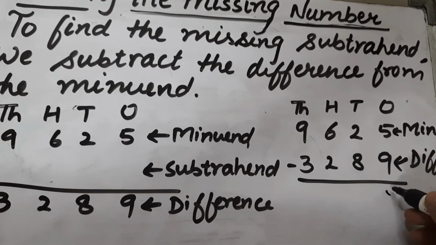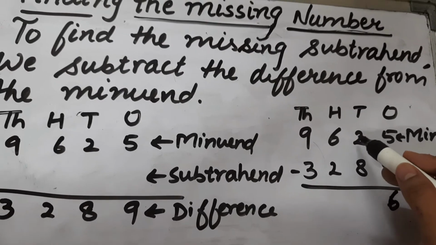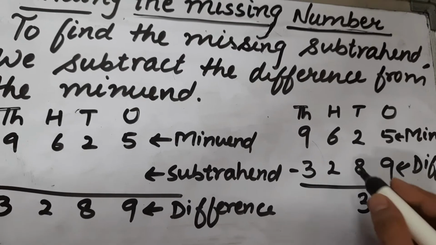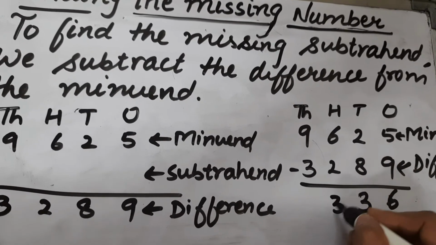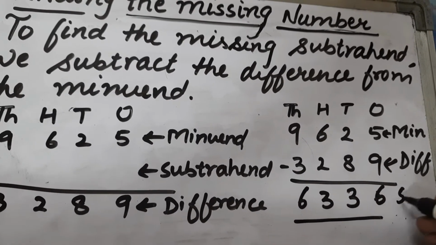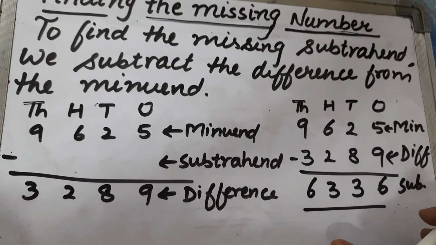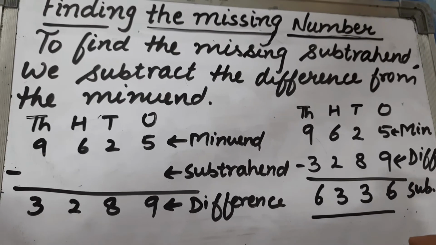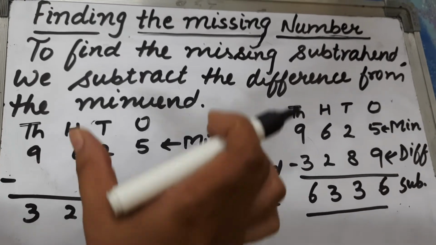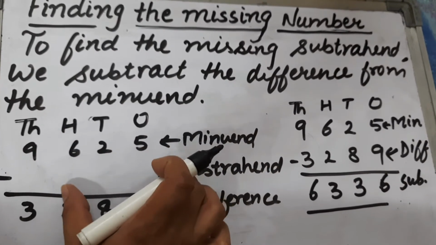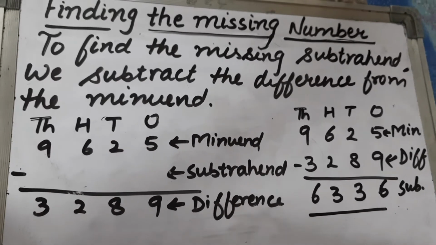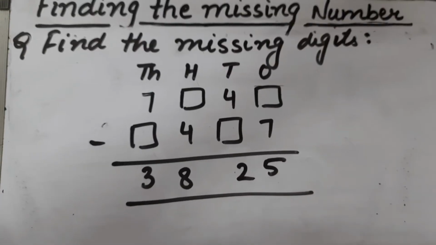15 minus 9 is 6. This will become 1, 1 will borrow and it will become 11. 11 minus 8 is 3. 5 minus 2 is 3. And 9 minus 3 is 6. So this is our subtrahend. This way you will find the subtrahend. For finding the subtrahend, you have to subtract the difference from the minuend. Okay? Let's take one more example.